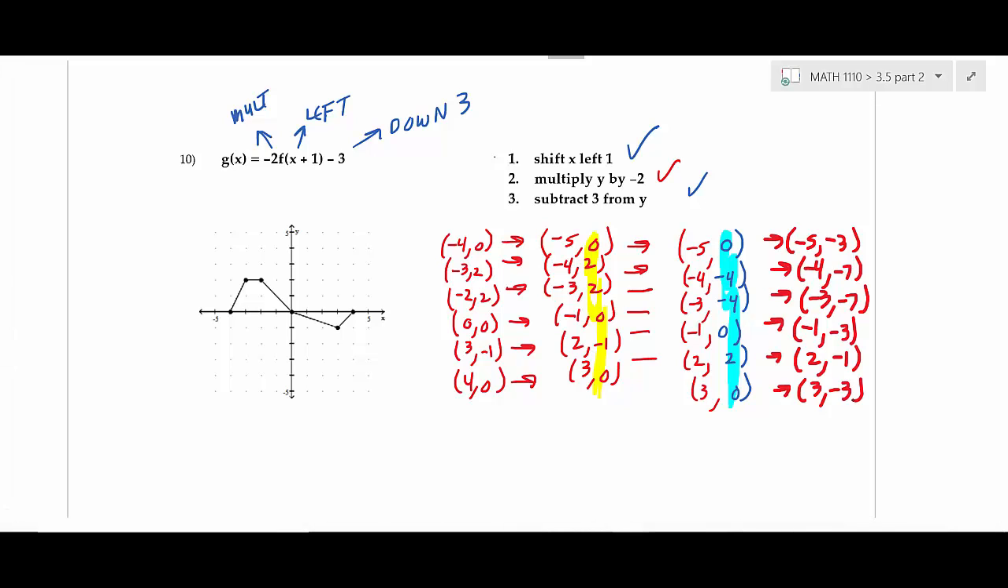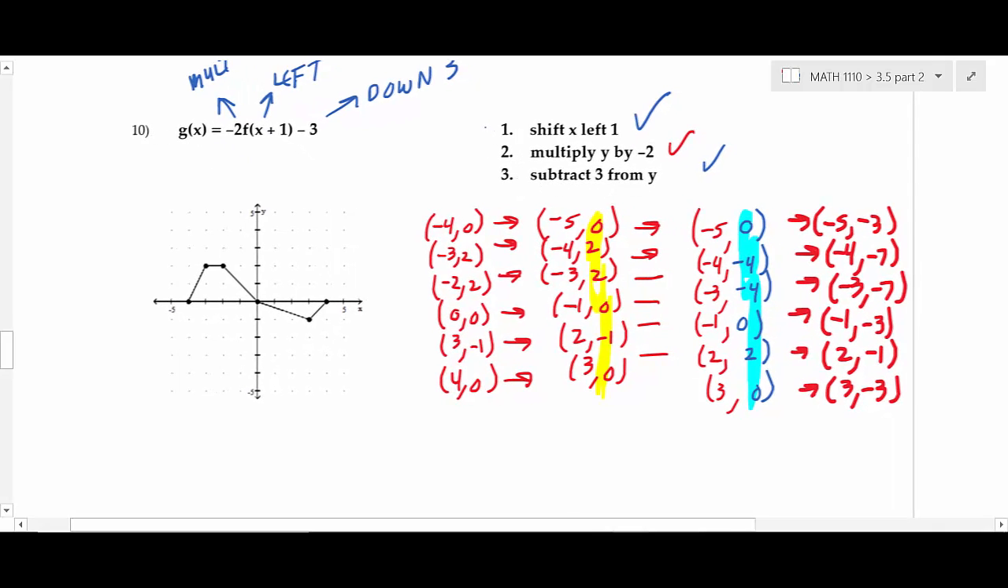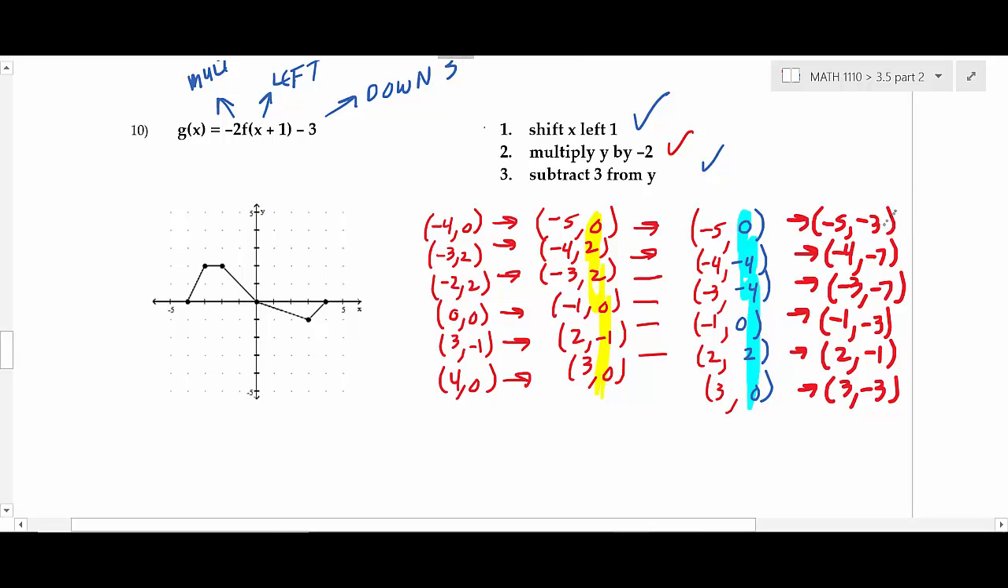If you want to do it this way, you can, but if you want to try to do it in your head, you can do it that way too. I don't care. I just want all these points to be in the right place. So let's plot these points then. We have -5, -3, -4, -7 down here, and then -3, -7 there. And then -1, -3, 2, -1, and then 3, -3 like that. So you'd end up having a graph that looks like that.